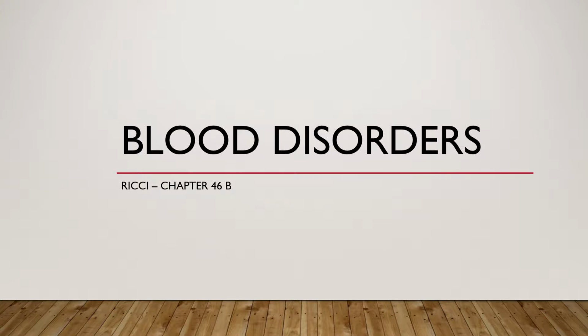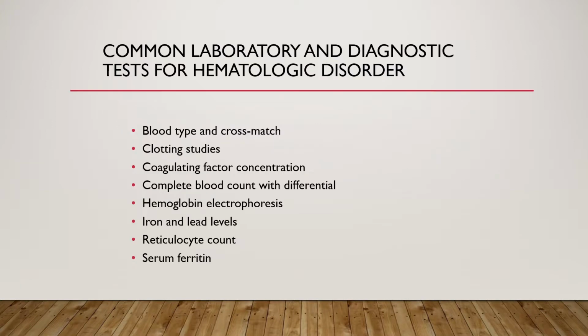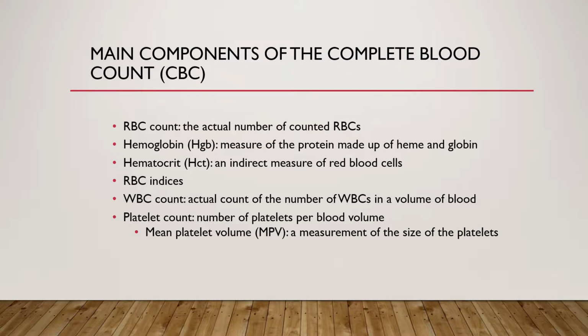Part of the lecture is on blood disorders. Some of the common lab tests that are done to check for blood disorders: we do a type and cross if the child may need blood. Clotting studies, coagulating factor concentration, CBC with diff, hemoglobin electrophoresis, iron and lead levels, retic count, and serum iron. Those are all things that we talked about in the previous lecture.